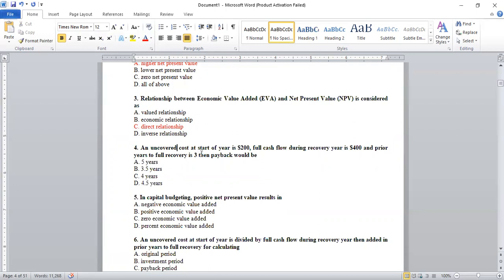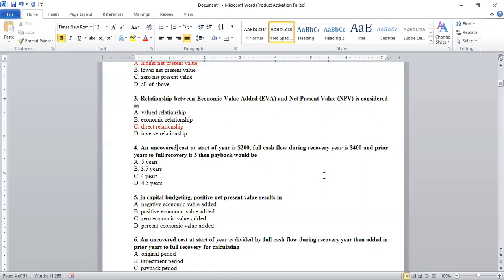Uncovered cost at the start of the year is 200. Full cash flow during the recovery year is 400. Years prior to full recovery is 3. Then the payback would be, this is how to calculate a payback.